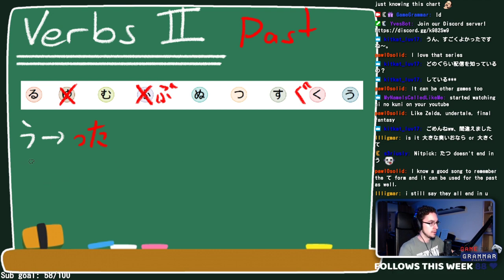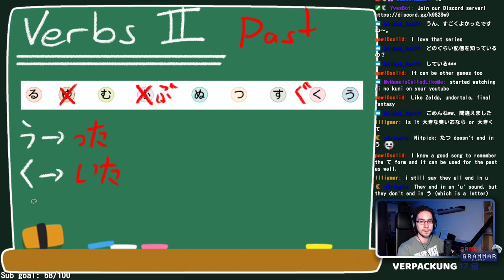Ku will become ita. Again, you have to kind of memorize this. That's just the pattern that it will adhere to. So here an example would be kaku, to write, would be kaita. They end in u sound, but they don't end in u, which is a letter. Nitpick, tatsu doesn't end in u. It does end in u if you just consider u to be a vowel, phonetically speaking, and not a hiragana.